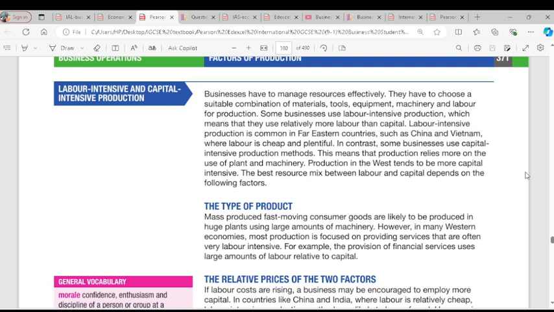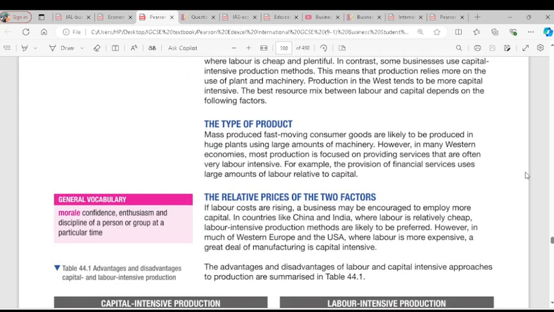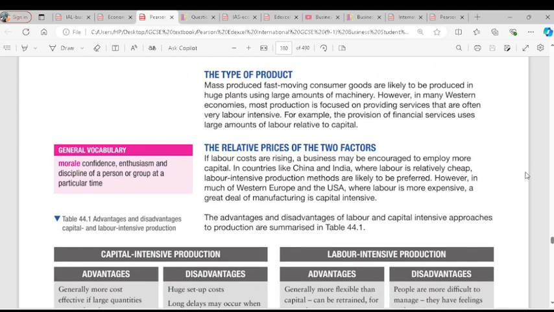But this will depend on, they said, the best resource mix between labor and capital depends on the following factors. So what are the factors that determine if we have to use labor intensive or capital intensive? That's the point they are making. One, the type of product. Mass-produced fast-moving consumer goods are likely to be produced in huge plants using large amounts of machinery. However, in many Western economies, most production is focused on providing services that are often very labor-intensive. So if you are producing goods in the mass market, you need machinery. That is the point.